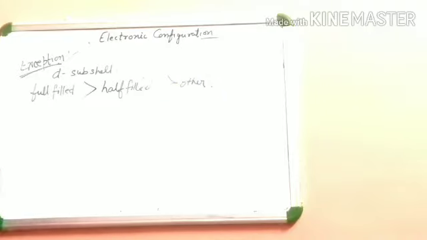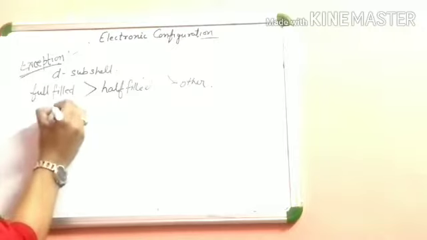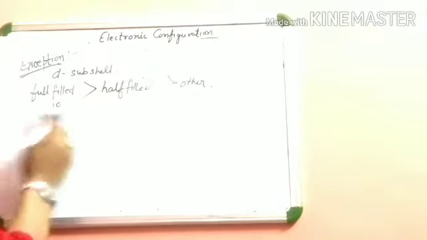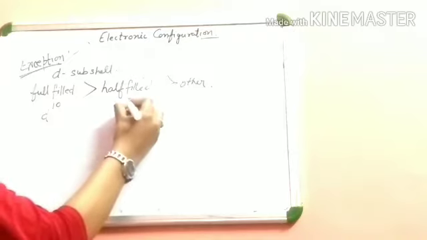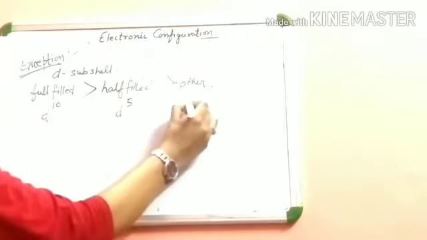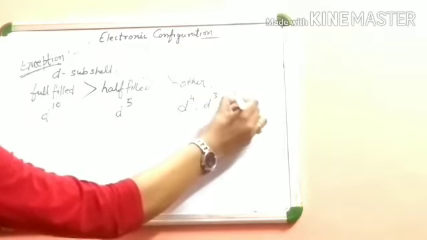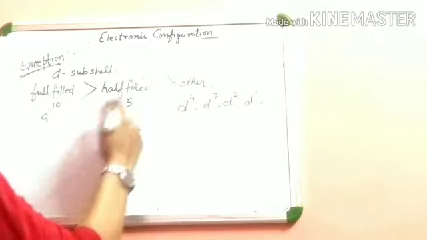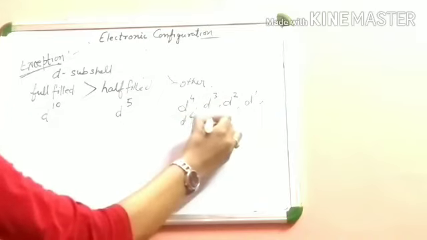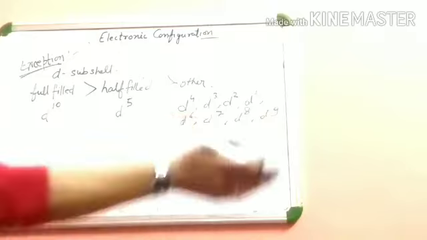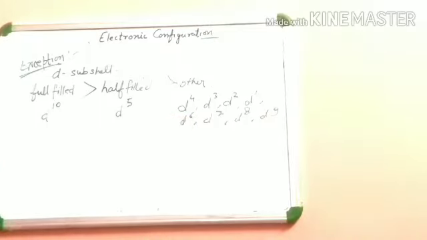What is the fulfilled condition? The d subshell can hold a maximum of 10 electrons, so fulfilled is d10. Half-filled means just half of fulfilled, d5. Then the others are d4, d3, d2, d1, or after this d6, d7, d8, d9. These are the others. So the most stable is d10, then d5, then the others.